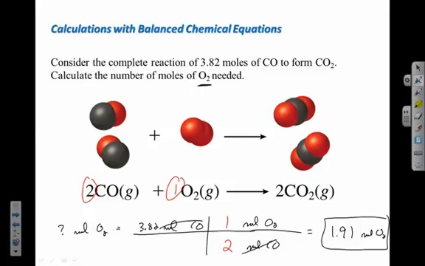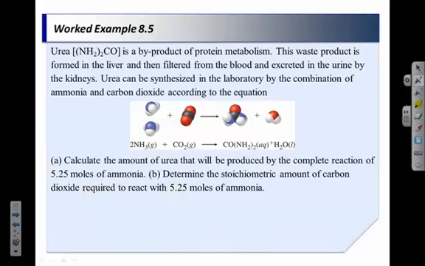So these types of relationships are really important. We use them to solve all types of problems. So here's another one. Urea is a byproduct of metabolism. Urea is the chemical that gives urine its name. So urea is this chemical here. It's produced when ammonia reacts with CO2. You can make it in the lab that way.